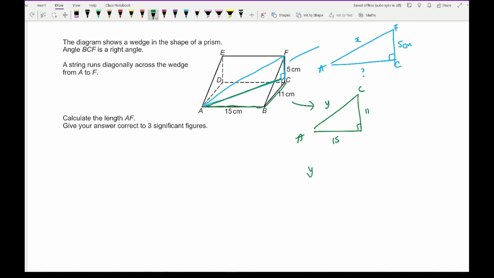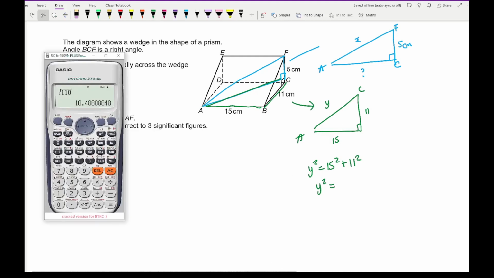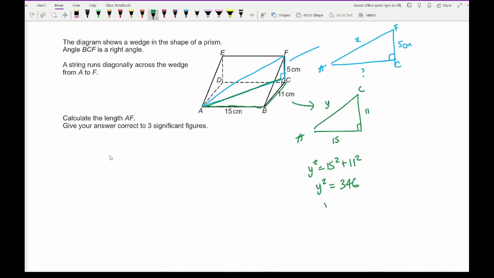So from this I've got Y squared equals 15 squared plus 11 squared. So Y squared equals, and again just grab the calculator to work that out, 15 squared plus 11 squared equals 346. So Y equals the square root of 346. So on this diagram here, I'm just going to write that as root 346.